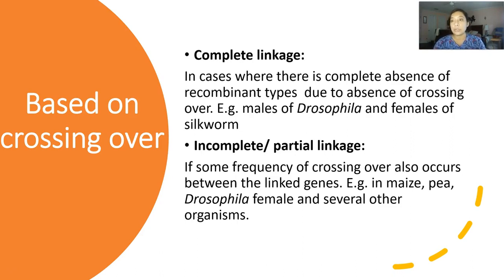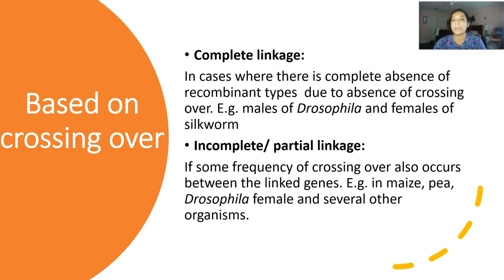Males in Drosophila do not undergo recombination, so their genes are completely linked. They're always going to be the same on that chromosome arm that is coming from the males in Drosophila. Similarly, females of silkworm do not have recombination. So if there's a complete absence of recombination or crossing over, then those genes are completely linked if they're on the same chromosome, in an organism of that particular sex or type.